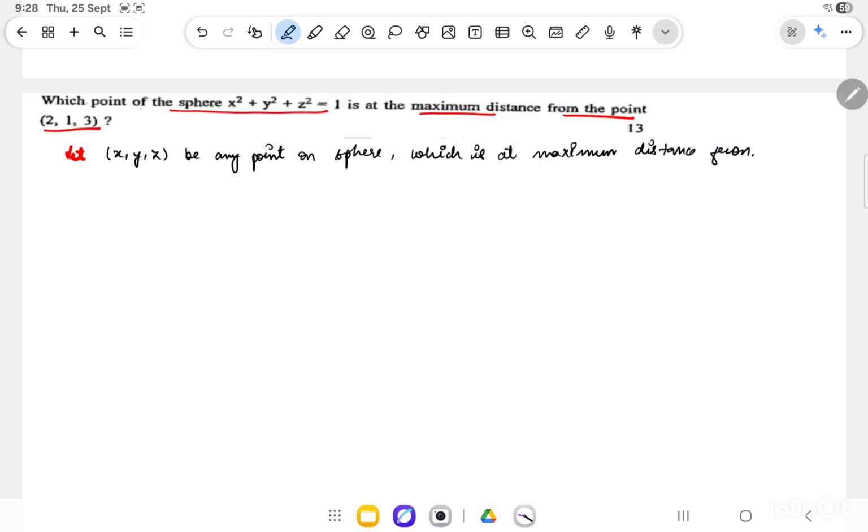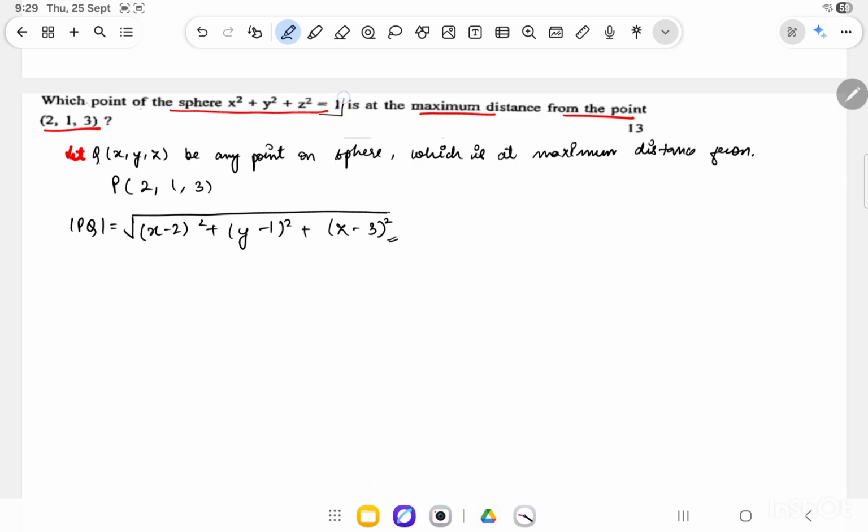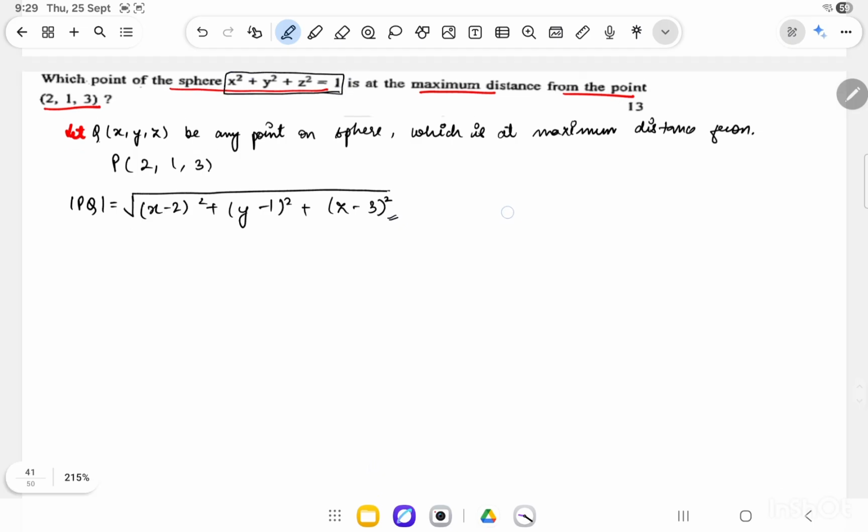So by the distance formula we can calculate the distance between the point P and the point on the sphere. Let's name that point Q. By the distance formula, the distance between P and Q will be the square root of (x minus 2) square plus (y minus 1) square plus (z minus 3) square. So we are supposed to maximize this distance, provided the condition, that is the equation of the sphere.